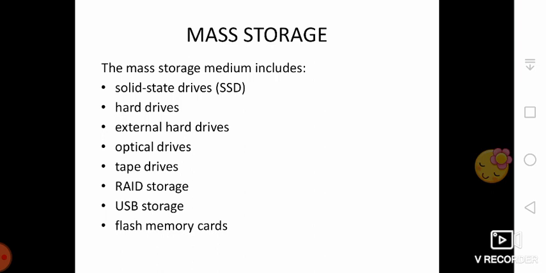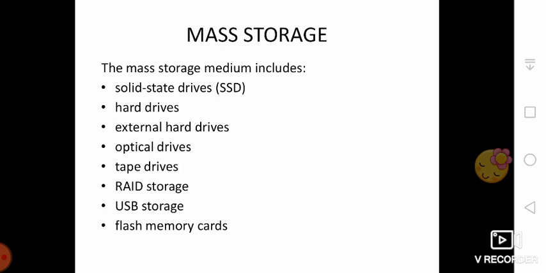Next one is tape drives. The tape drive is a device that stores computer data on magnetic tape, especially for backup and archiving purposes. Tape drives work either by using a traditional helical scan, where the recording and playback heads touch the tape, or linear tape technology, where the heads never actually touch the tape. Then the next one is Redundant Array of Inexpensive Disks, RAID storage. RAID is a way of storing the same data in different places on multiple hard disks to protect data in the case of drive failure.